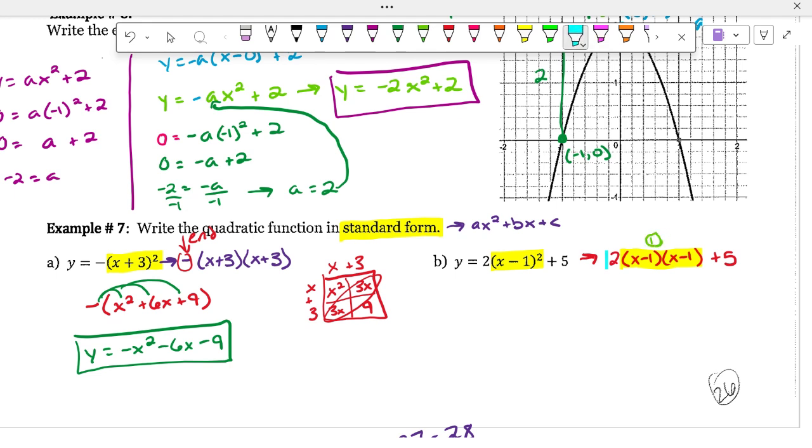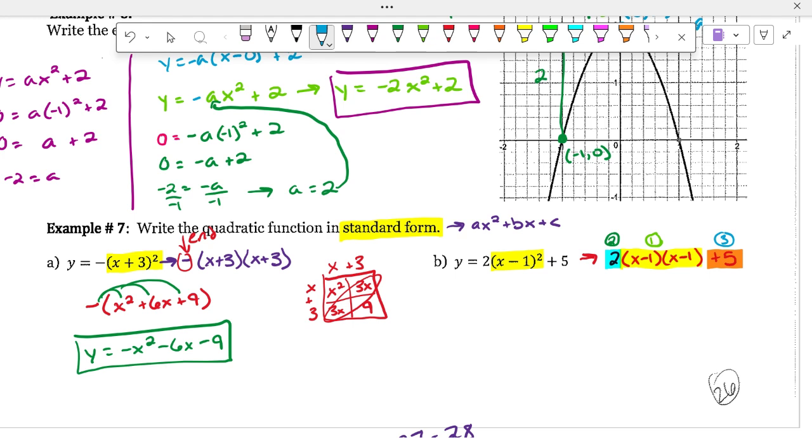Then we distribute the 2. That's the second thing we do. And then lastly, we add the 5. So adding the 5 should be the very last thing you do. And you'll see why in just a second.